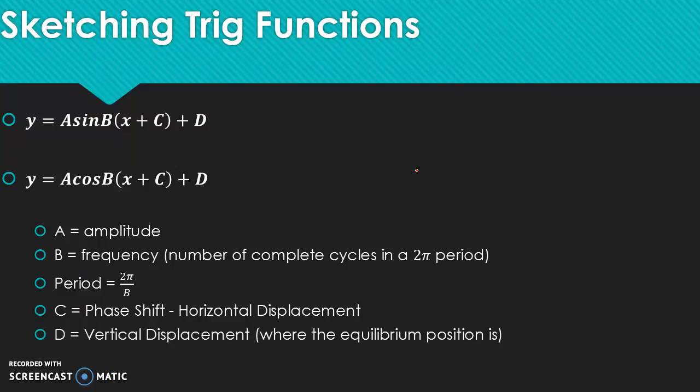So sketching trig functions, you should remember from last year that the general form is y equals a sine(bx + c) + d, where a is the amplitude, b is your frequency, your period is given by 2π over b, and the period is how long it is before the pattern repeats itself. C is our horizontal displacement, so we have a phase shift, and d is our vertical displacement.